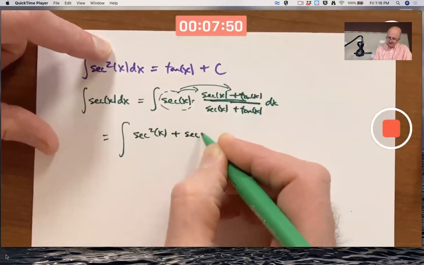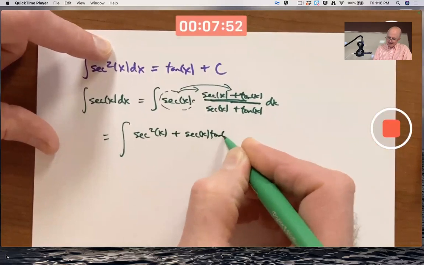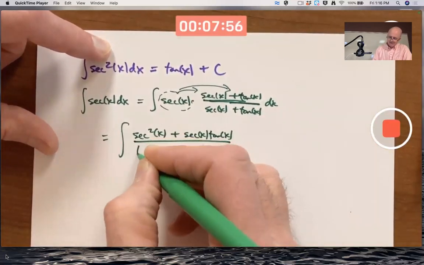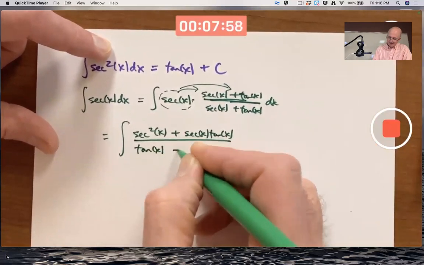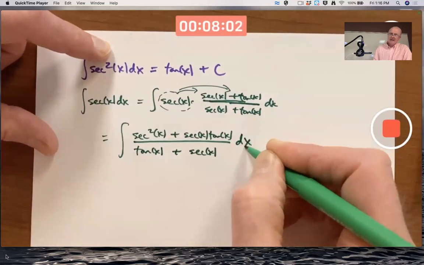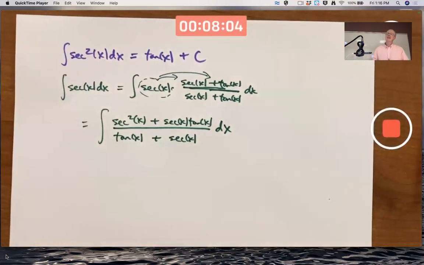Oh, I was going to point out that... I think, well, I was going to point out that I got my... Okay, it's all right. I thought it was... I confused secant x plus tangent x for secant x times.